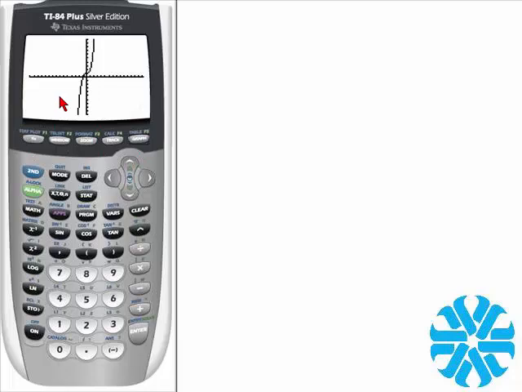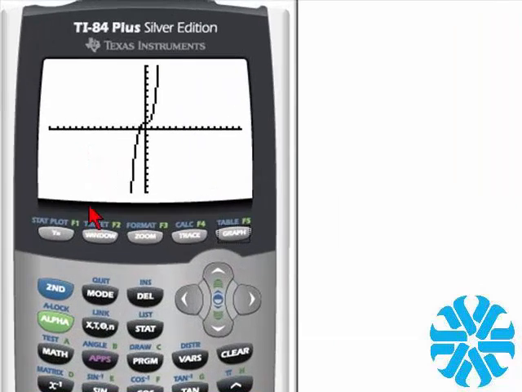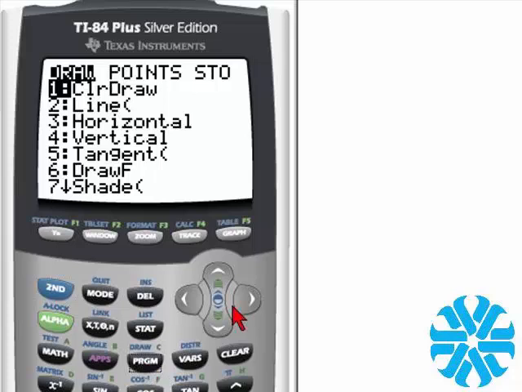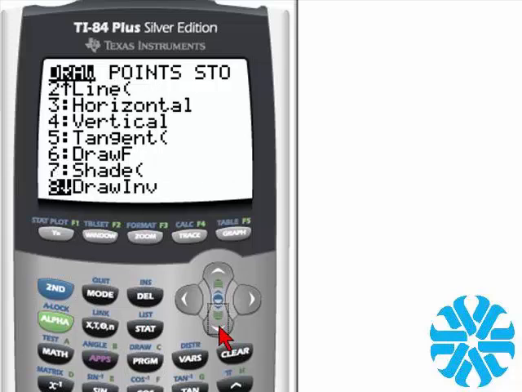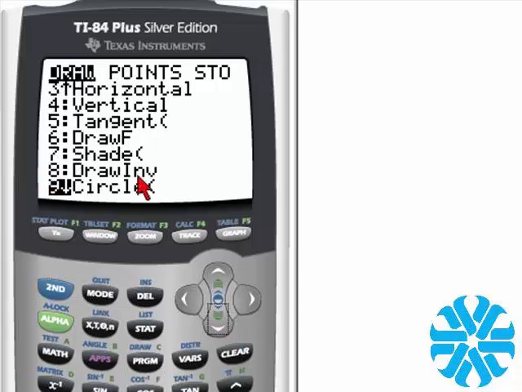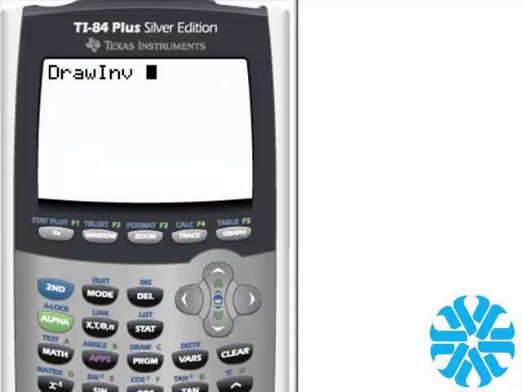Remember, like we did before, we went to the draw mode to get the circle function. We're going to do the same thing to get the built-in inverse function. So we go to second function and then draw, so we hit the program button. Then we scroll down and look for something that says draw inverse. And there it is, right above the circle function. Number 8 says draw inverse. If we hit number 8, there it says DrawInv.